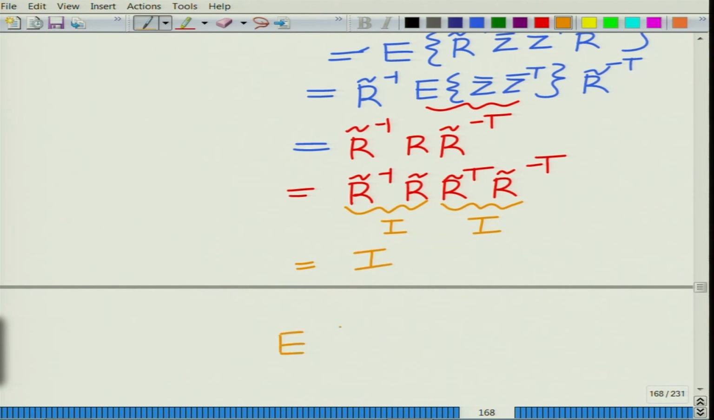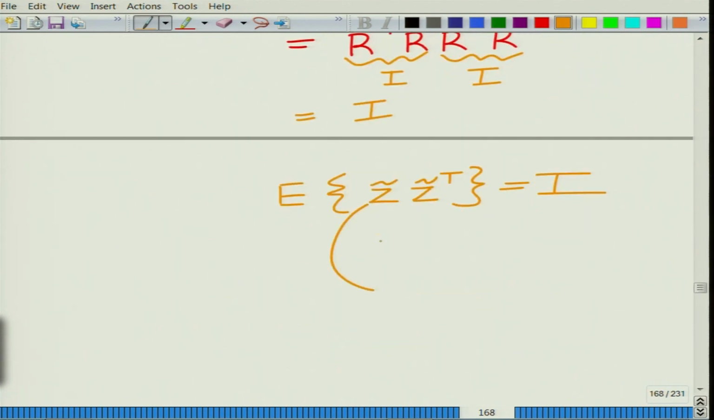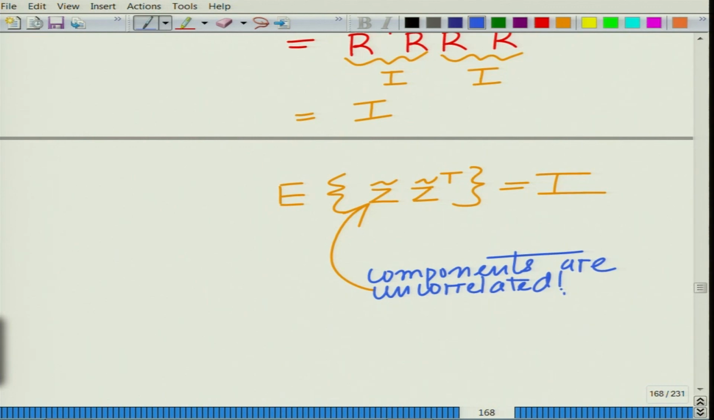So the expected value of z tilde z tilde transpose equals identity, which means z tilde contains uncorrelated components. Remember we said whenever the covariance matrix is identity, the components are uncorrelated, because the off-diagonal elements are 0. In fact, they also have unit variance, because the diagonal elements are 1.